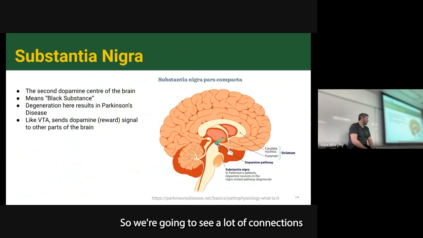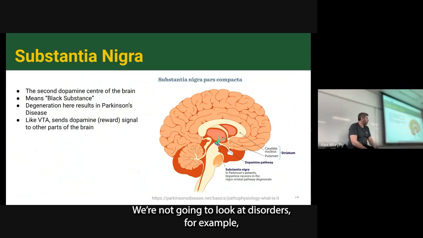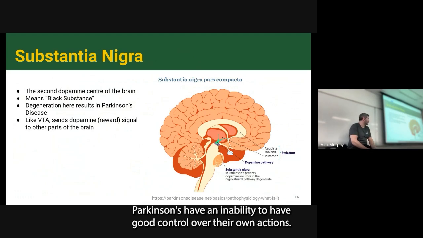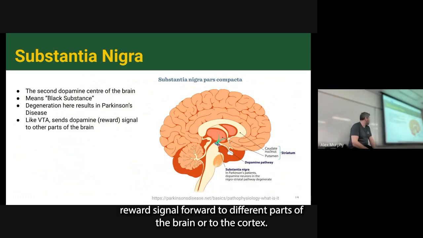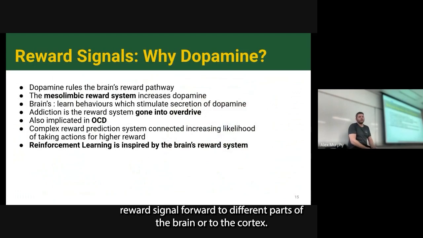So we're going to see a lot of connections between dopamine and downstream motor effects. I'm not going to look at the disorders, for example, but the breakdown of dopamine that promotes the motor system has an effect: people who suffer Parkinson's have an inability to have good control over their own actions, and this is due to things that are going on in the substantia nigra. And like the VTA, it also sends the dopamine reward signal forward to different parts of the brain or up onto the cortex.